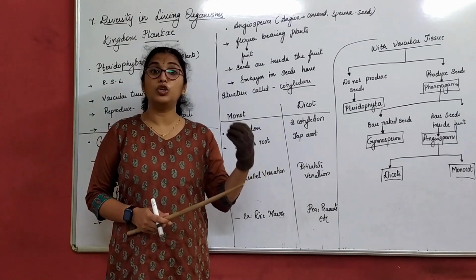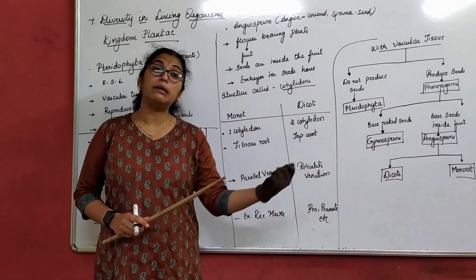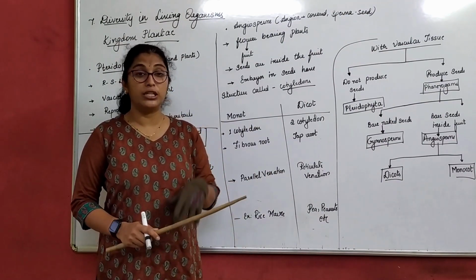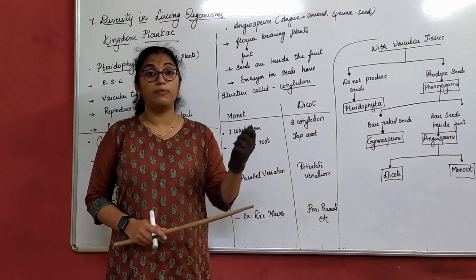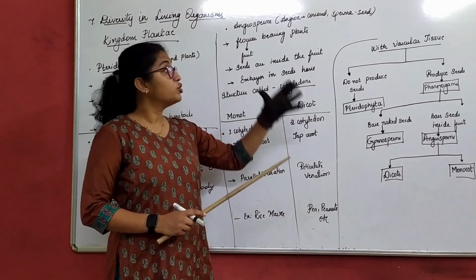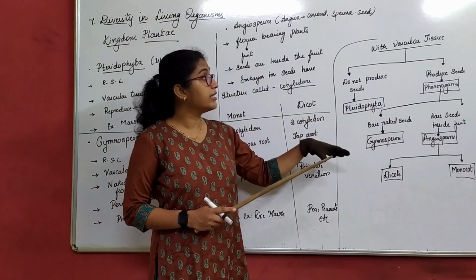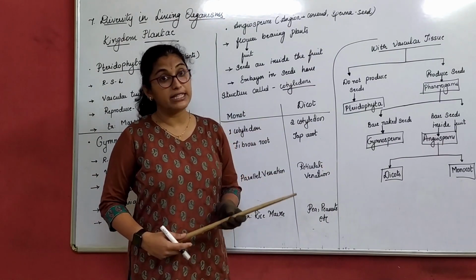Thallophyta and Bryophyta do not produce seeds. We know this. That is why they reproduce through spore formation. We understood what the spore formation type of reproduction is. Now we'll move on to the next one. What we studied was without vascular tissues. In today's class, we will study plants with vascular tissues.